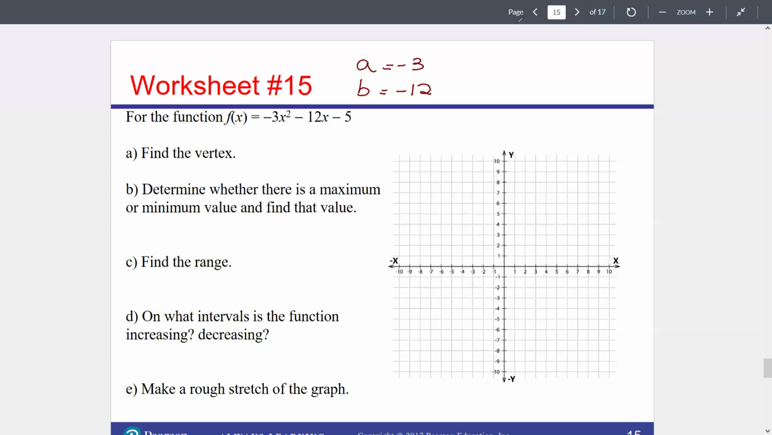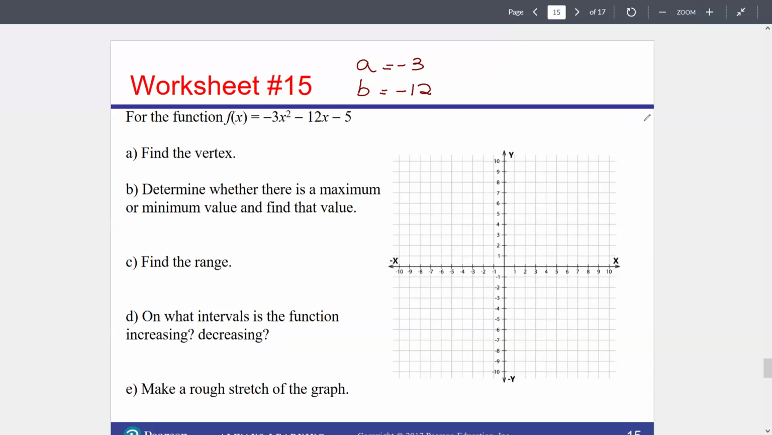All right, so our equation here was negative 3x squared minus 12x minus 5. So this is my a because it's the coefficient of x squared, negative 3. The coefficient on just the x is a negative 12. That's my b.